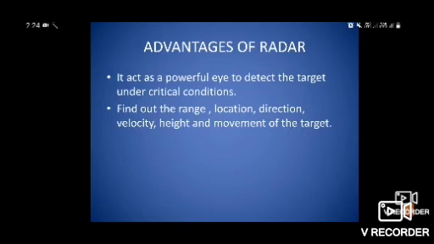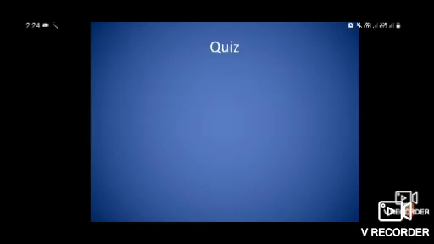And the main advantages of radar: radar is nothing but the abbreviation of radio detection and ranging. So with radar we can find out the range, the location, the direction, and the height of the target, and we can find out the velocity of the target and what the movement of the target is. That can be seen with our radar. Okay, so these are the advantages of radar.